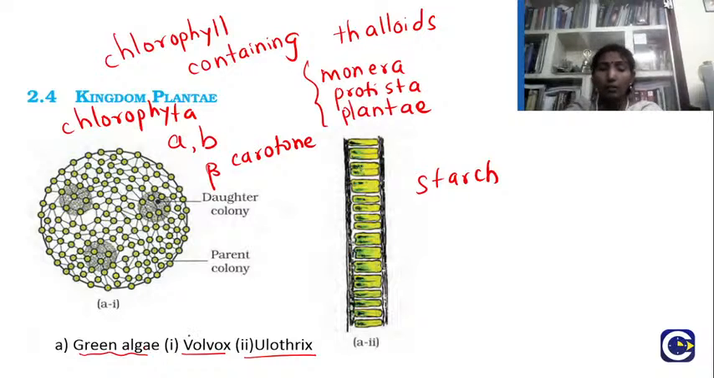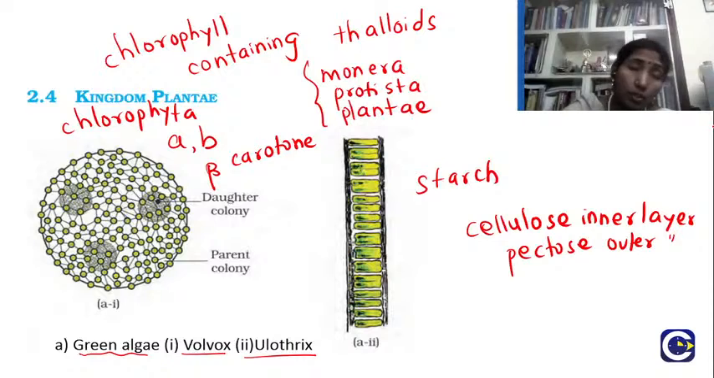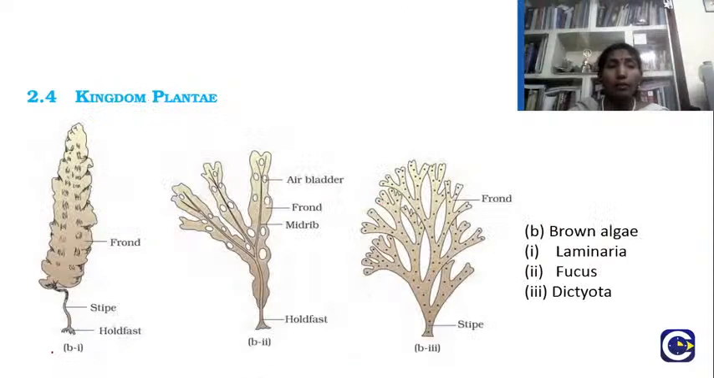In green algae, the cellulose will form the inner layer. The outer layer will be formed by pectose. Remember that, the outer layer. Flagella, if they have them, will be 2 to 8 in number. Asexual reproduction is very common, by mitospore or meiospore. Remember that.